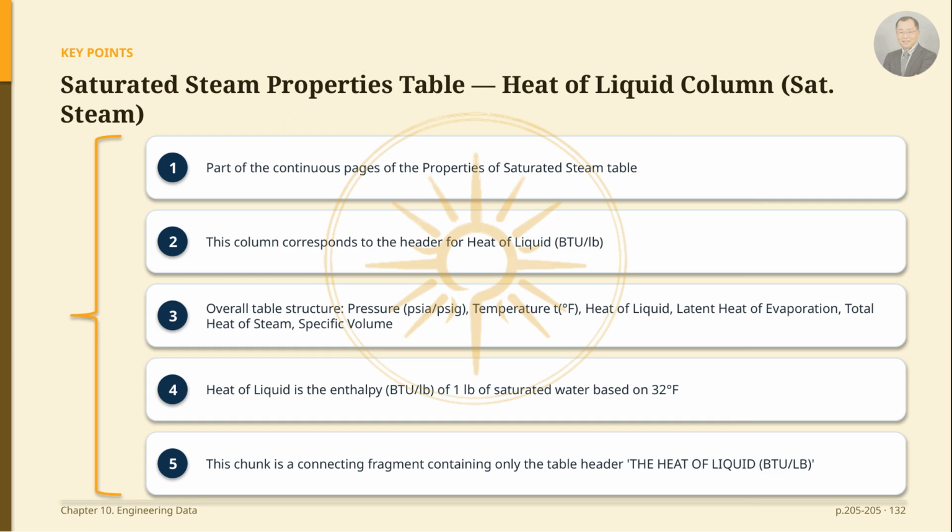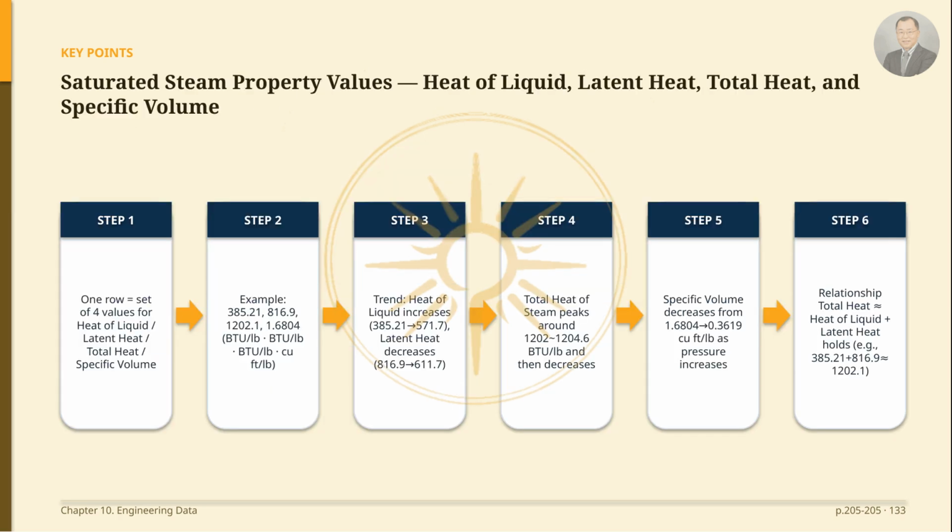This specific segment is the header for the heat of liquid column, which represents the enthalpy of 1 pound of saturated water based on 32 degrees Fahrenheit. The numerical values in the body of the table will be covered in the following segments. This segment contains the actual numerical rows of the saturated steam properties table. Each row consists of 4 values: heat of liquid, latent heat, total heat of steam, and specific volume.